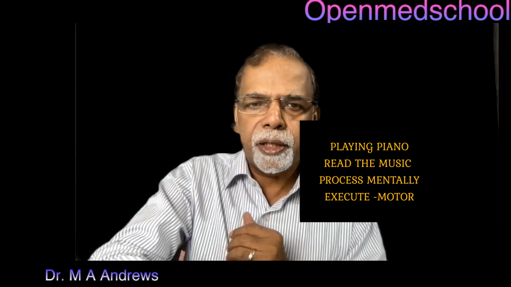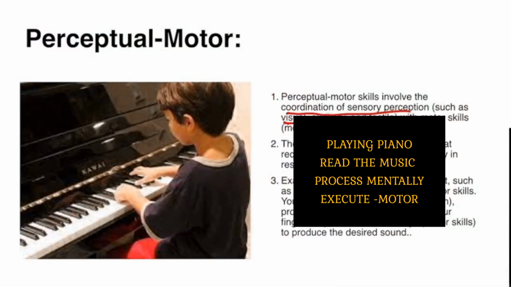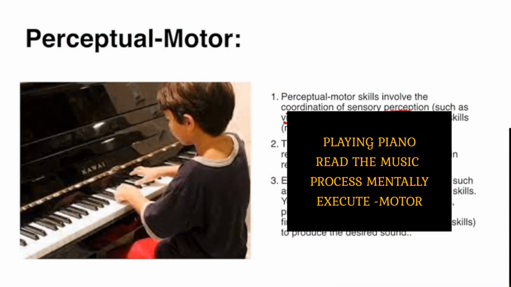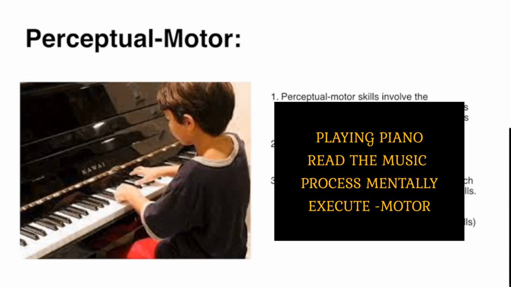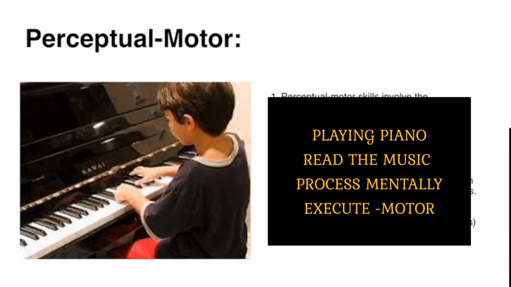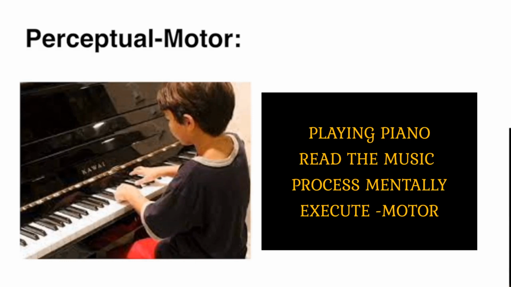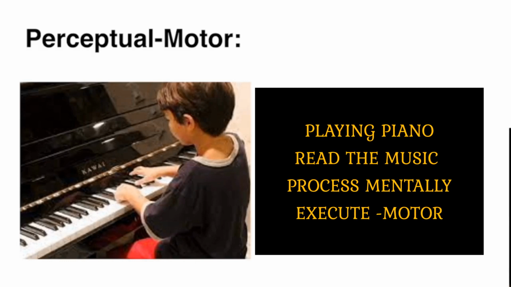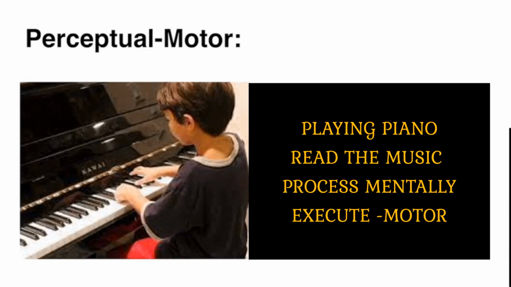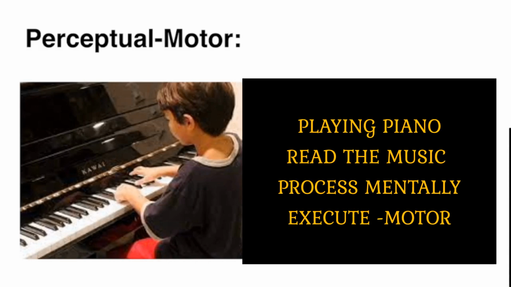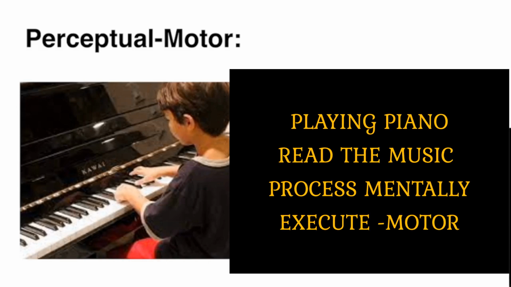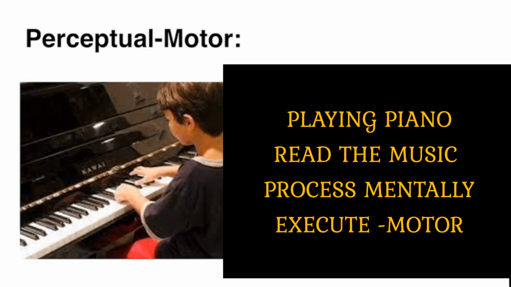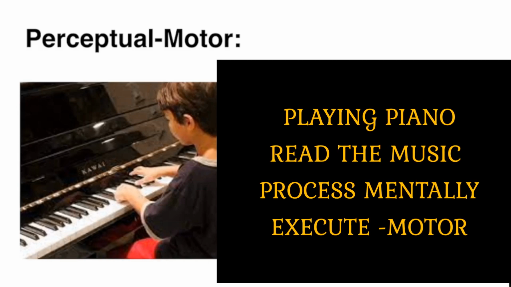Another example: you can see here a boy playing the piano. Playing a musical instrument such as the piano requires perceptual motor skills. You read the music, that is perception. You process it mentally and coordinate your fingers to press the correct keys. That's a motor skill, and that produces the desired sound. That is the perceptual motor.